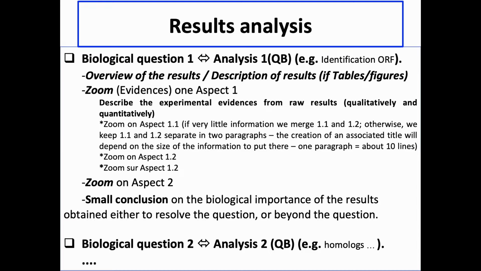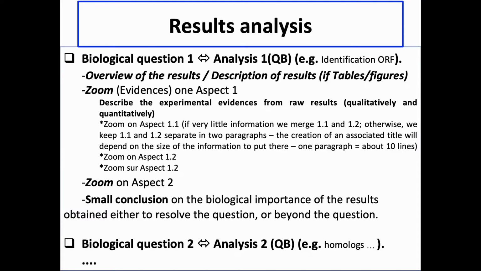So, to summarize, here you have a biological question. From that, you get the overview. From that, you make a zoom on one aspect of your analysis. You can have several zooms on aspect 1, on 2, and then you close that biological question with a small conclusion on the biological importance of your results, in order to resolve the question or go beyond the question. And then you move to biological question 2, etc.